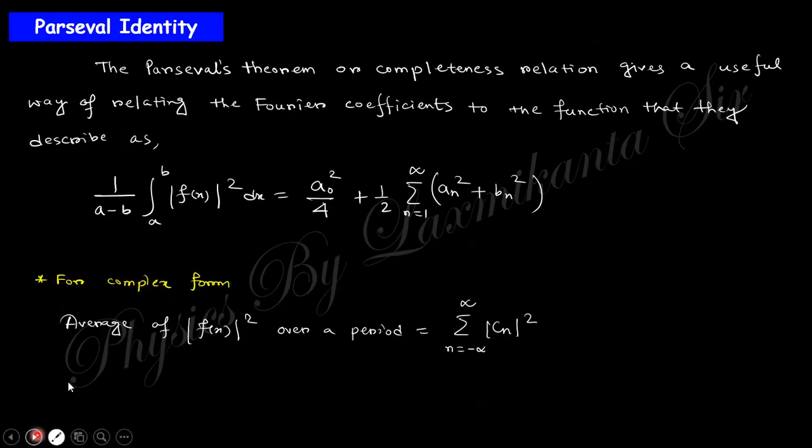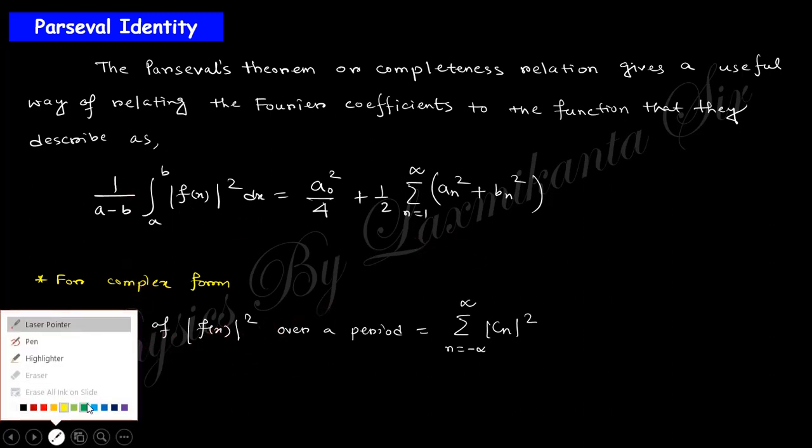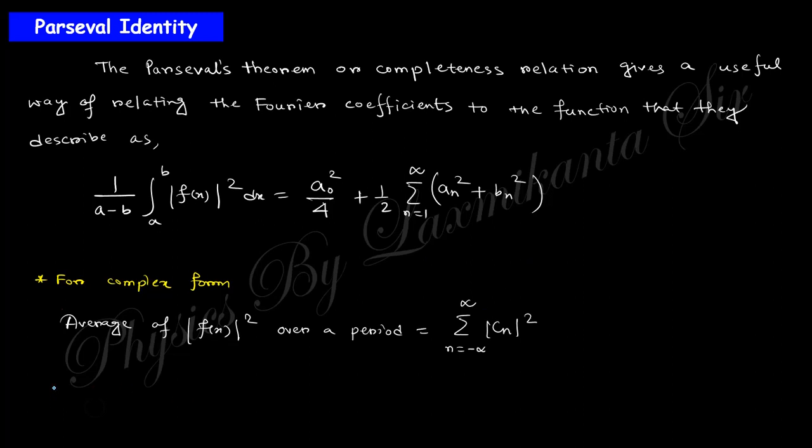Next question. Parseval identity. Parseval identity says actually the relation between the Fourier coefficients and the function within that interval. So the average value of this function within that interval is nothing but a0 square by 4 plus half the sum of an square plus bn square. For the complex form, you can write it like that. For minus pi to plus pi, the standard form, this will be 1 by 2 pi, integral from minus pi to plus pi of f of x square dx equal to a0 square by 4.